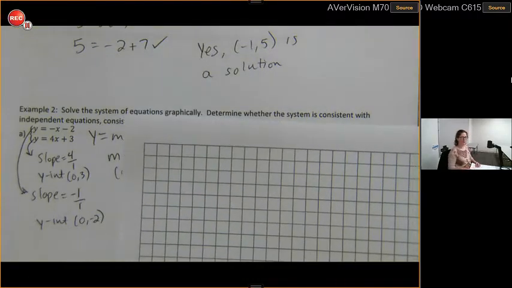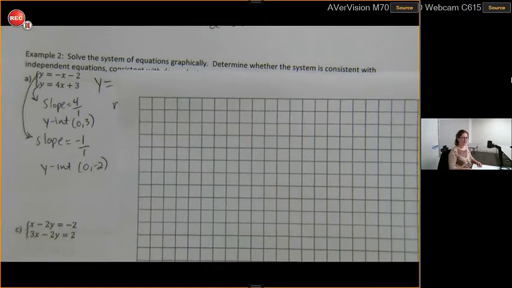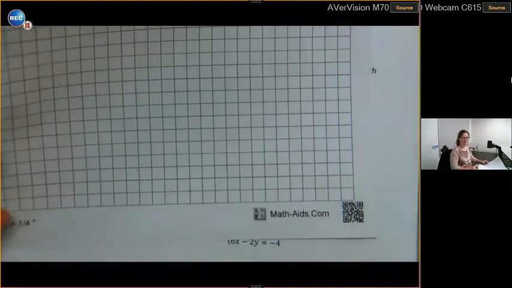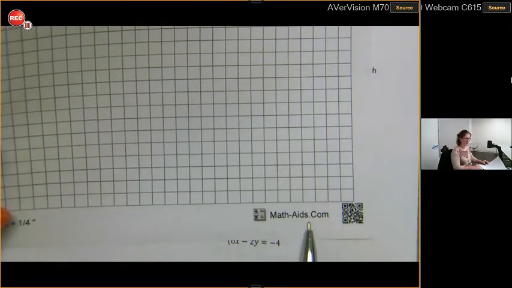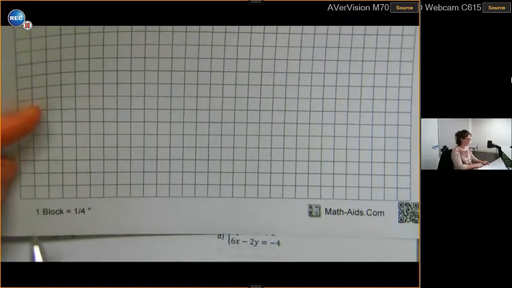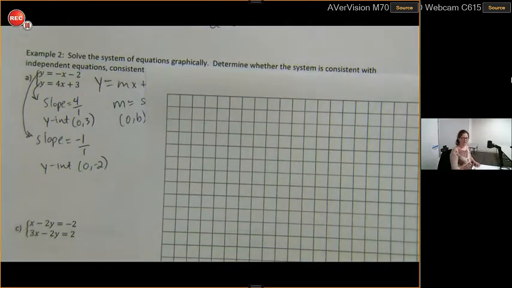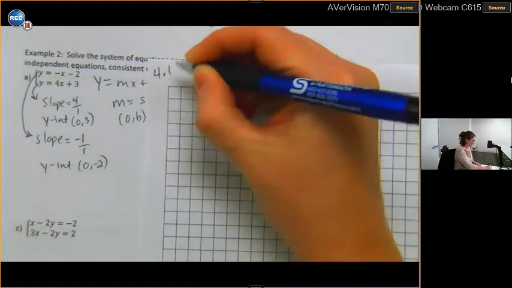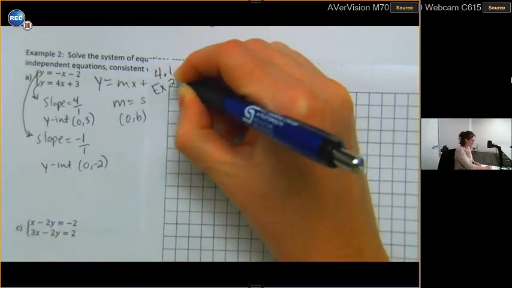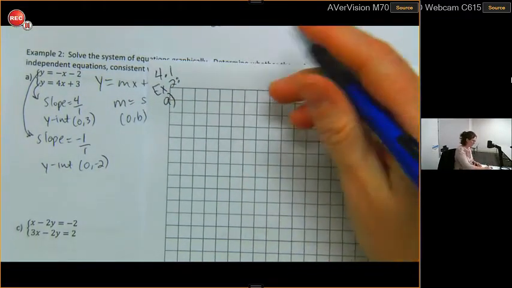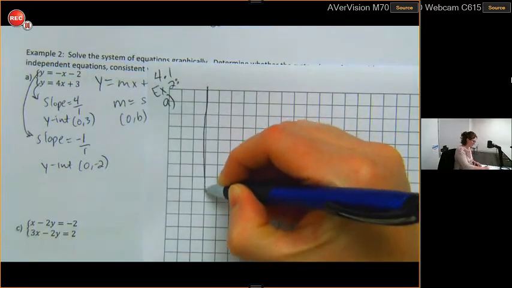It's important that you draw straight lines, and graph paper is very helpful. I printed mine off from the website math-aids.com. That has several different sizes. I've chosen that 1 block equals 1/4 of an inch. I find that that is a pretty decent size to use for drawing. This is section 4.1, example 2, Part A, so I'm going to draw my XY axis.